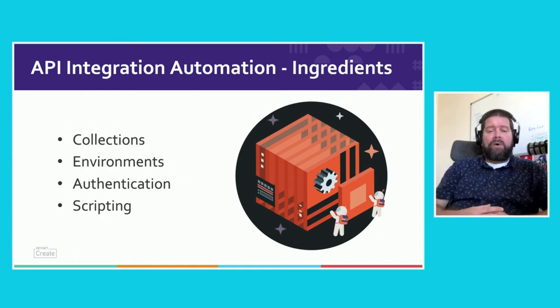The collections allow us to organize those and have those available, and then teams can reuse them with environments, apply different authentication to them, and then script and automate around that. So when you pull that integration data from Twitter, you can then script filtering out only the data you need before you then pass it off to another system. So these collections and environments, coupled with authentication and scripting, are allowing for a new approach to how we integrate with APIs and how we automate that.